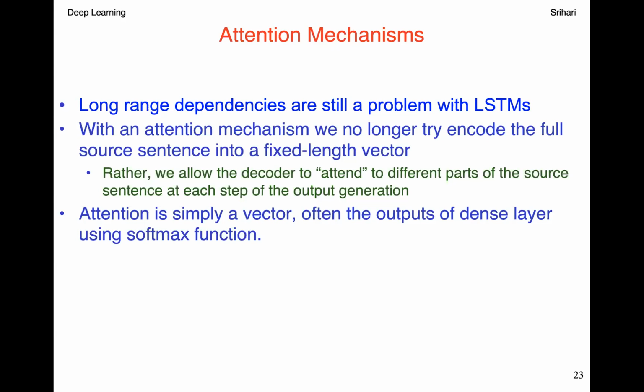Attention is simply a vector, just like we saw with C_{t-1}. Often the outputs of a dense layer using a softmax function. So it is just another vector that's being passed from stage to stage. So there is a cleverness being used beyond the idea of simple LSTM units.